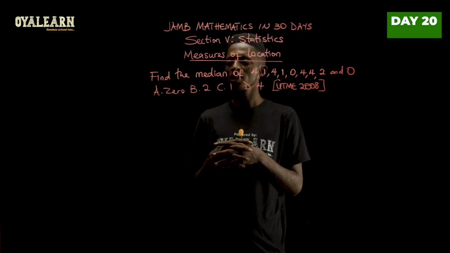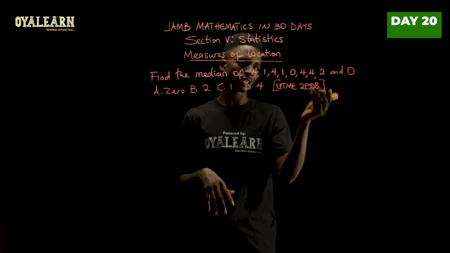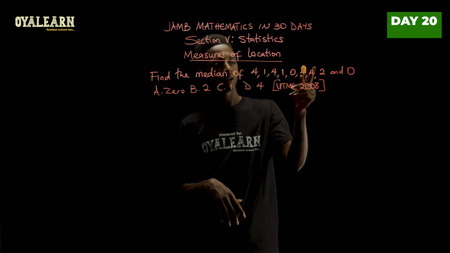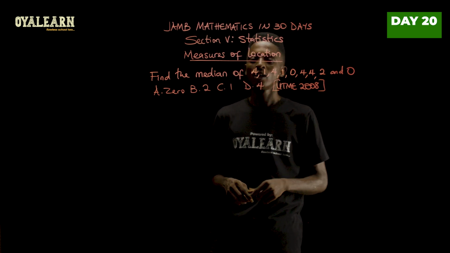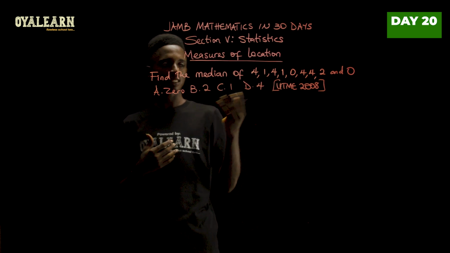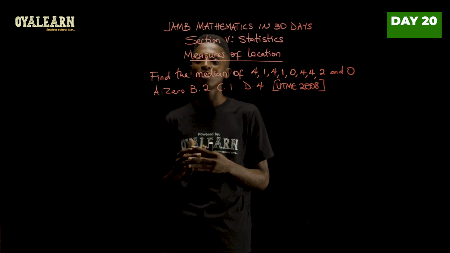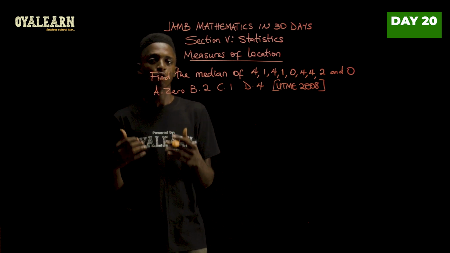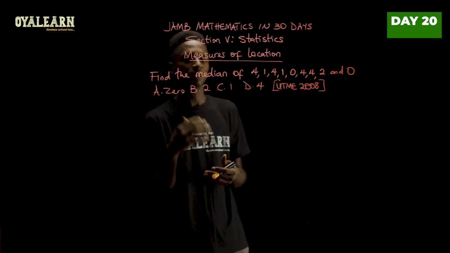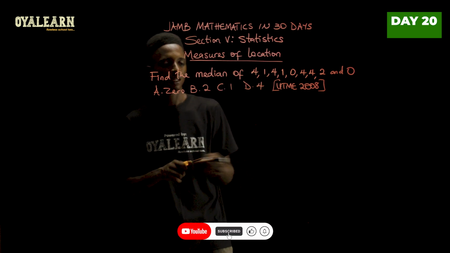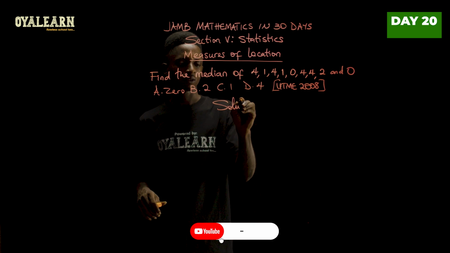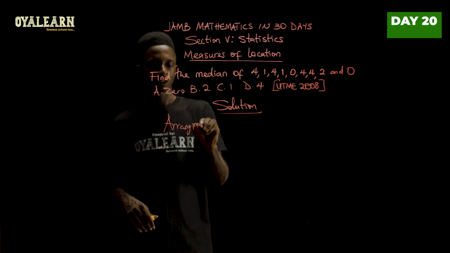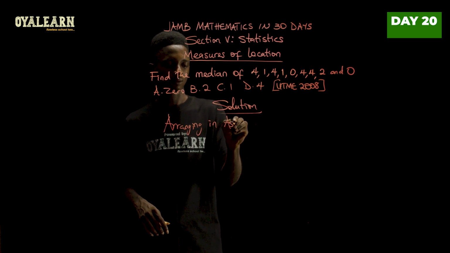Now this question says to find the median of this set of data where we have 4, 1, 4, 1, 0, 4, 4, 2, and 0. Now, when you're asked to find the median of a set of data like this, what you do is you either arrange in ascending order or in descending order. Ascending order means from the lowest to the highest, while descending means from the highest to the lowest. So let's solve. So arranging in ascending order.